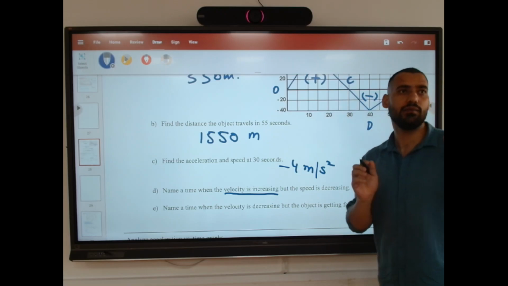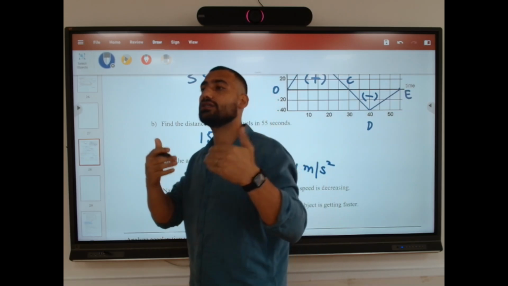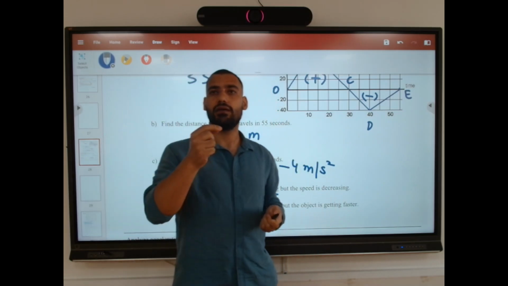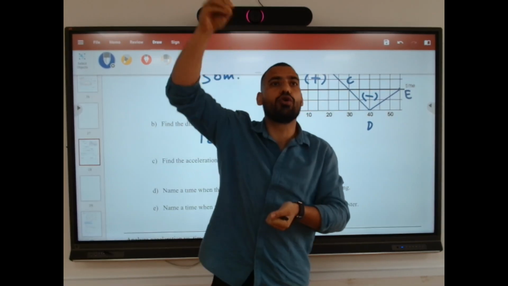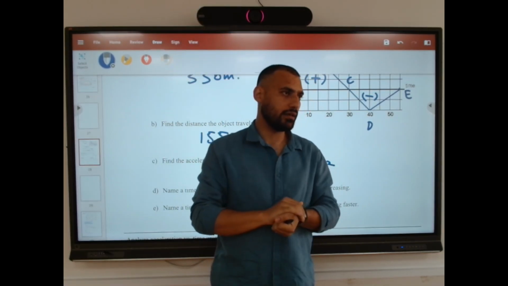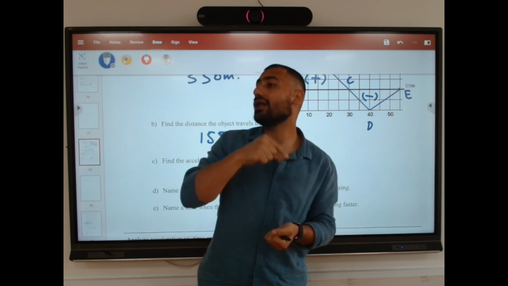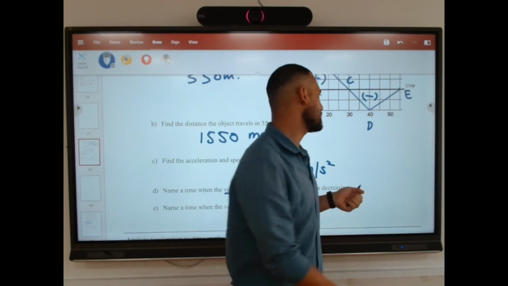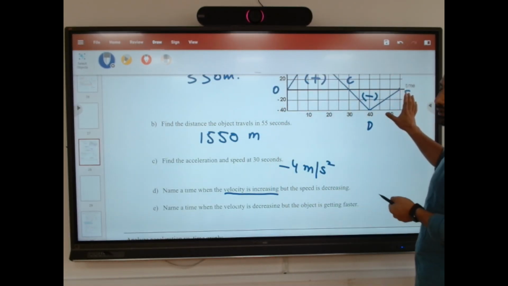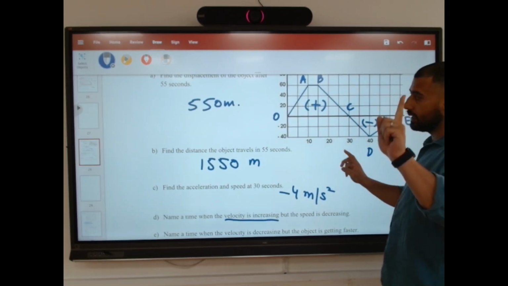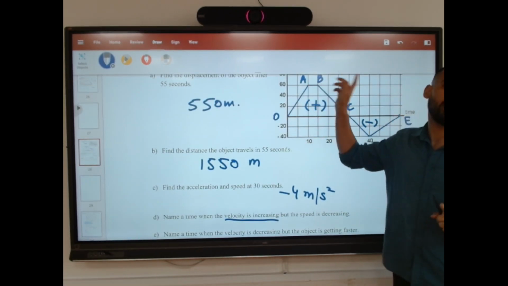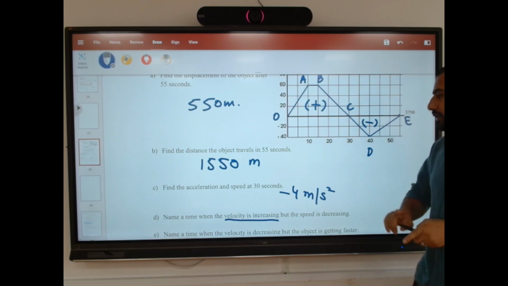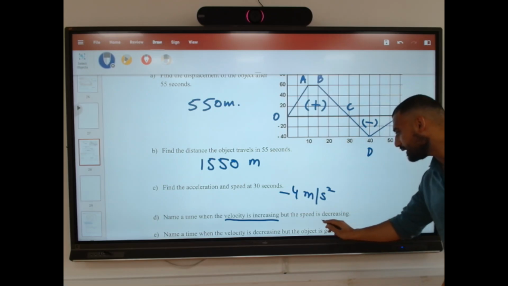See, understand, very important. How do you understand whether velocity is increasing or decreasing? If it goes from less positive to more positive, it's increasing. If it goes from more negative to less negative, it's also increasing. So yes, it is increasing from D to E, correct? At the same time, it is also increasing from O to A, clear? But the other part is that speed is decreasing.